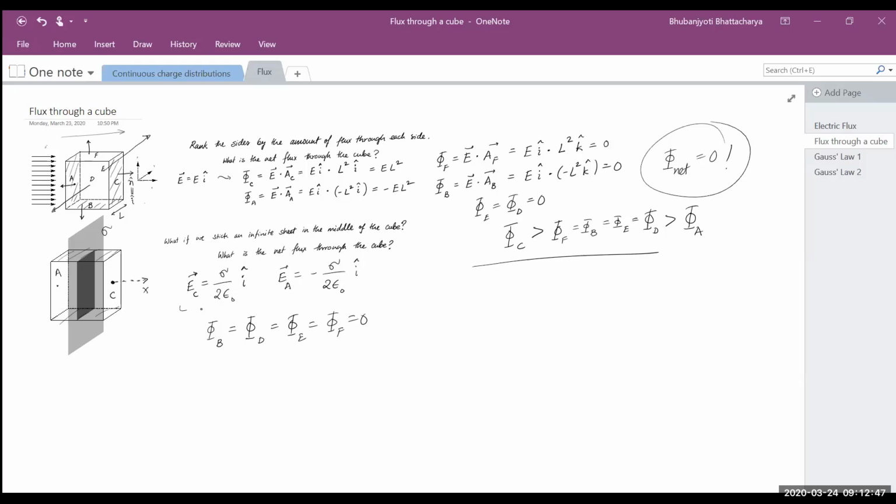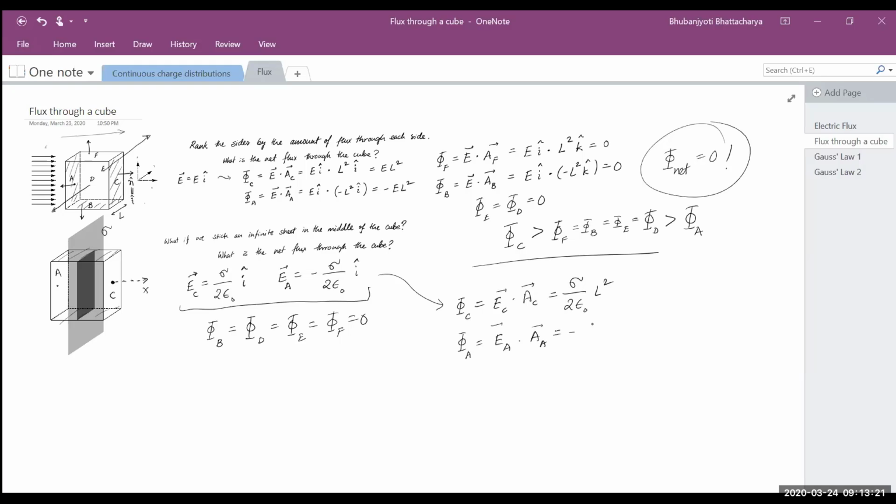But this time, if I wanted to calculate the flux for C and A, if I did phi C first, phi C is equal to EC dot AC, and AC, as we wrote before, is L squared times i hat. So if I plug that in, I'll get sigma over 2 epsilon 0 L squared. i hat dot i hat is 1, so this is the answer. And if I did phi A, that's going to be EA times AA.